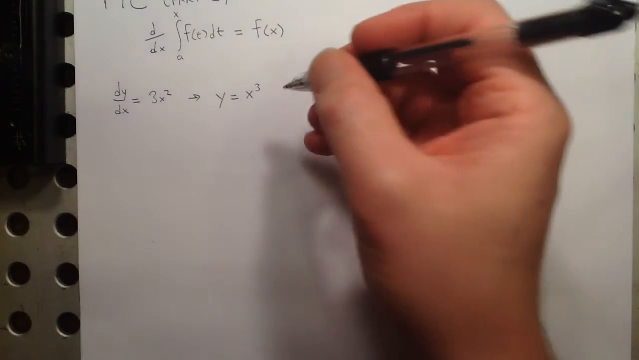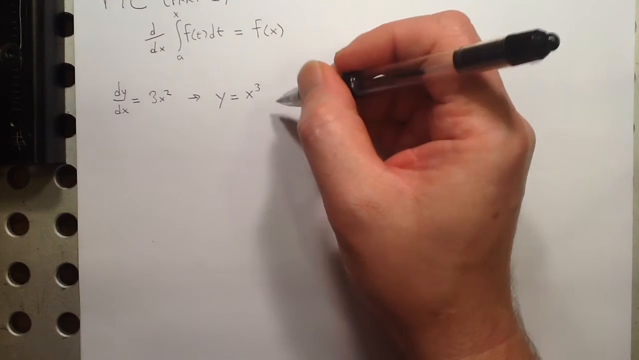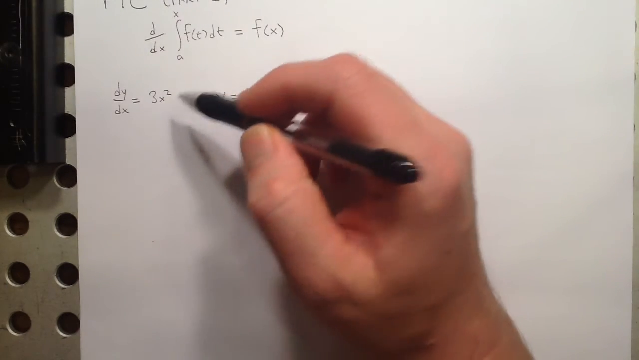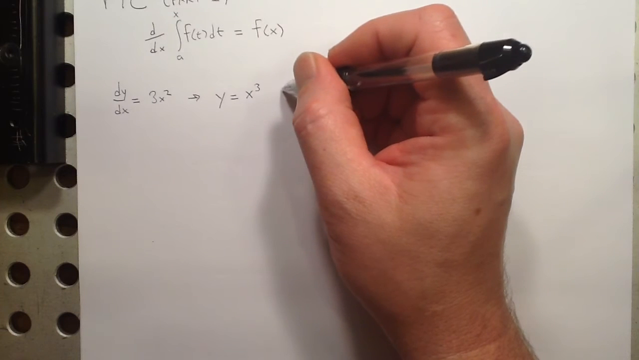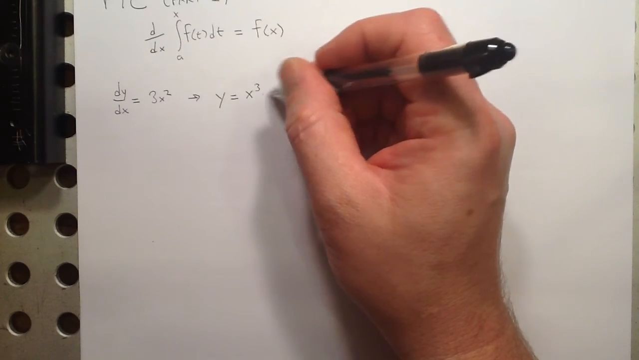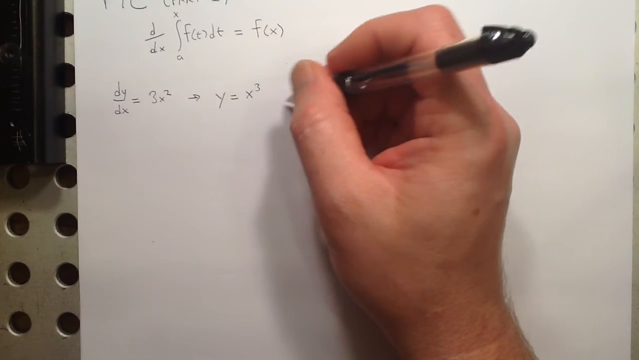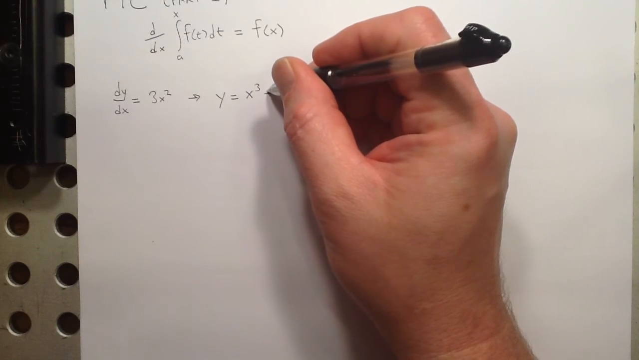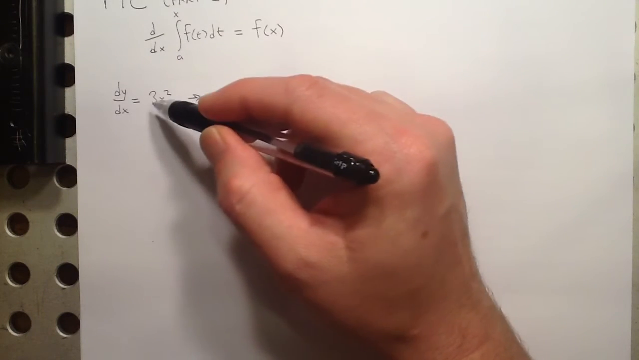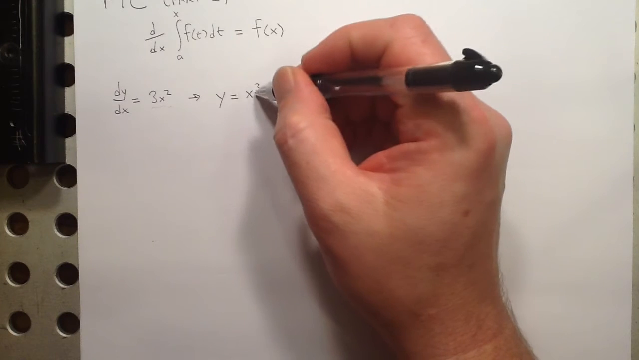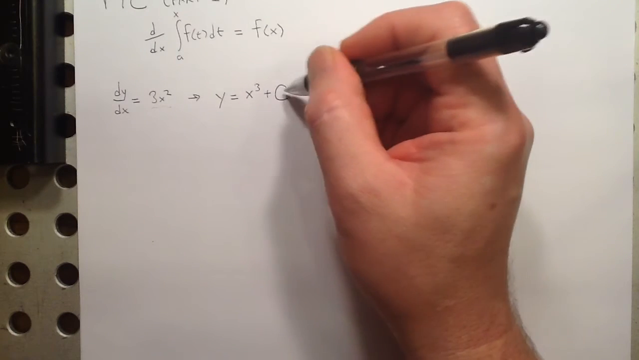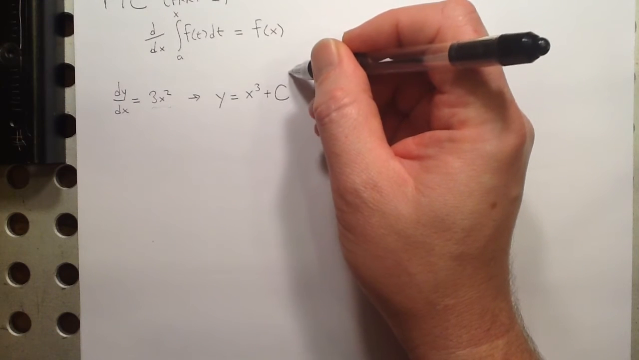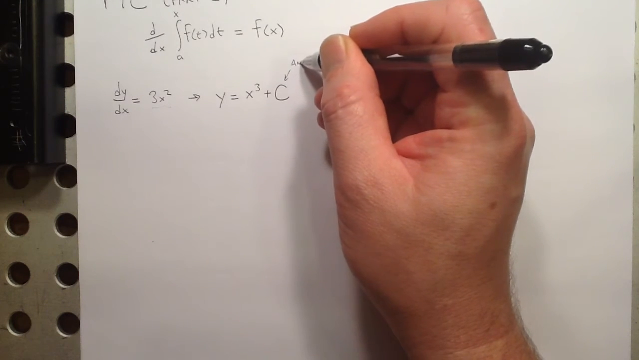But the only thing is that when we take a derivative, if there had been a number here, like plus 3 or plus 4 or minus 7 or whatever you want, that would have disappeared. So in fact, the function that 3x squared is the derivative of, it's not just y equals x cubed. It's y equals x cubed plus any number. Any number could have shown up here.